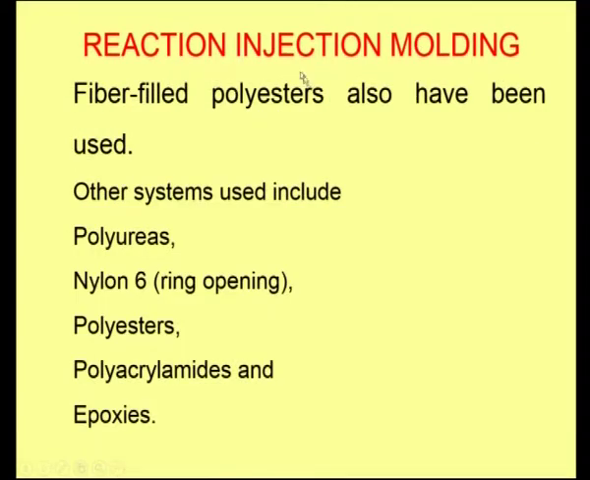Nowadays fiber filled polyesters have also been used. Apart from polyurethane, more and more engineering grade polyesters are available. That is possible by varying the fiber content in the polyester resin. The other systems also include polyureas. Nowadays nylon 6 has also been tried in reaction injection molding, as well as polyesters, polyacrylamides and epoxies. So thermosets could also be used in the reaction injection molding process.